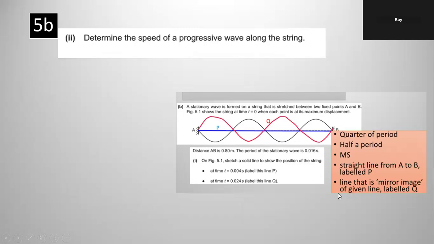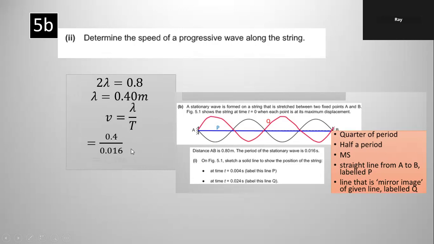Right, we've got 8 more minutes. Determine the speed of the progressive wave along the string. Given 0.8 is the distance, there are two wavelengths, 25. Then speed is lambda over period. 25, correct.